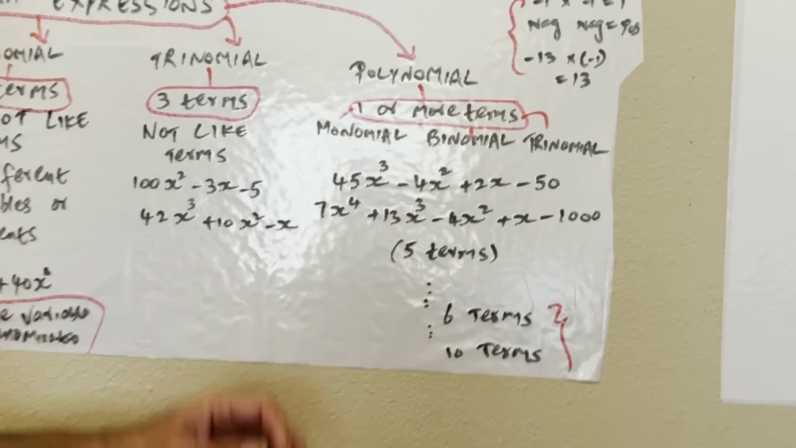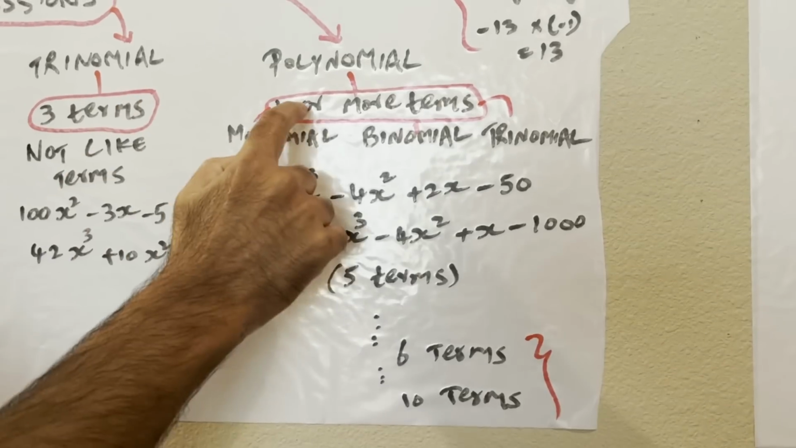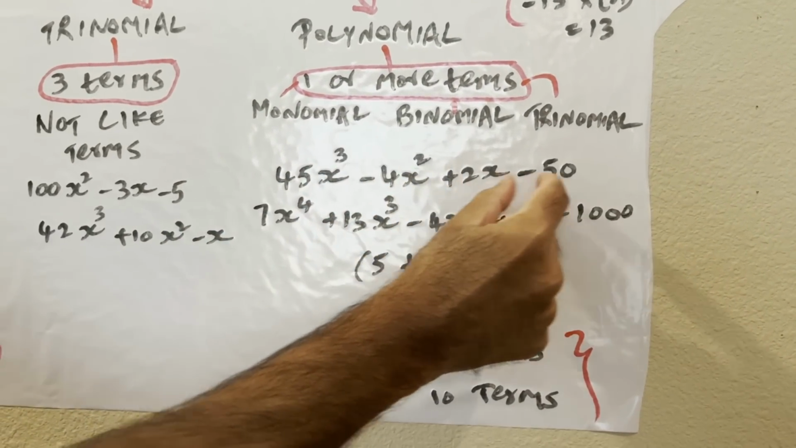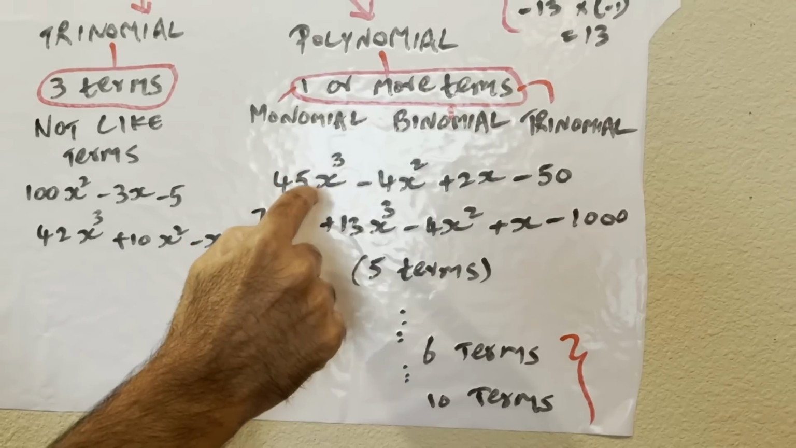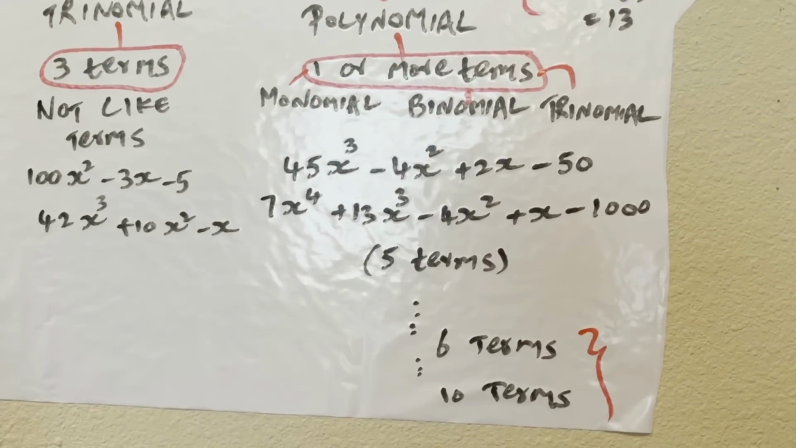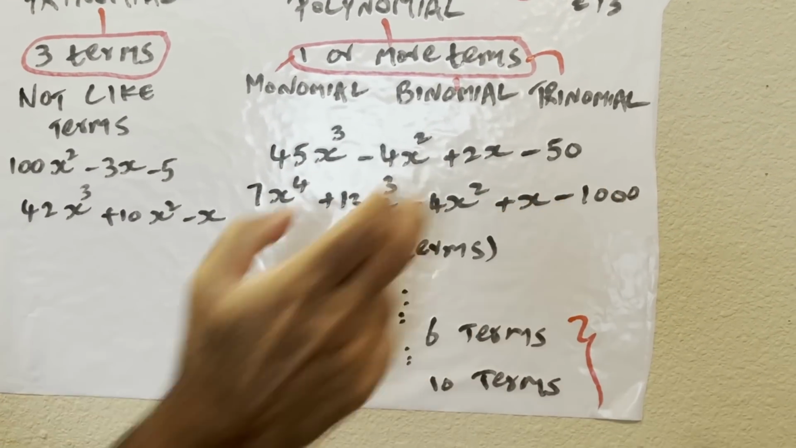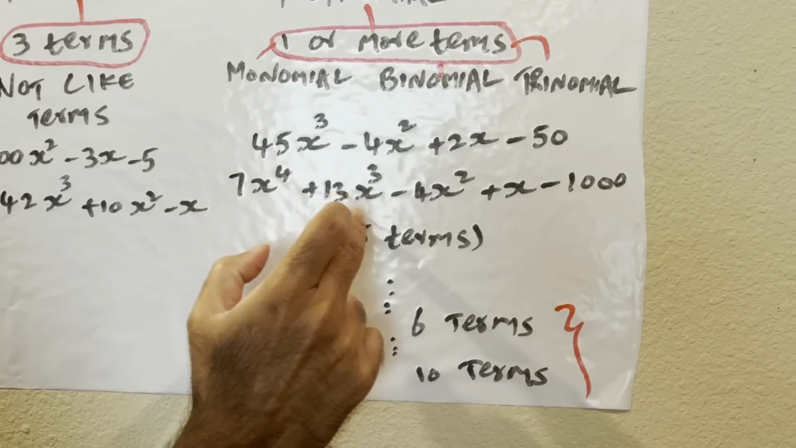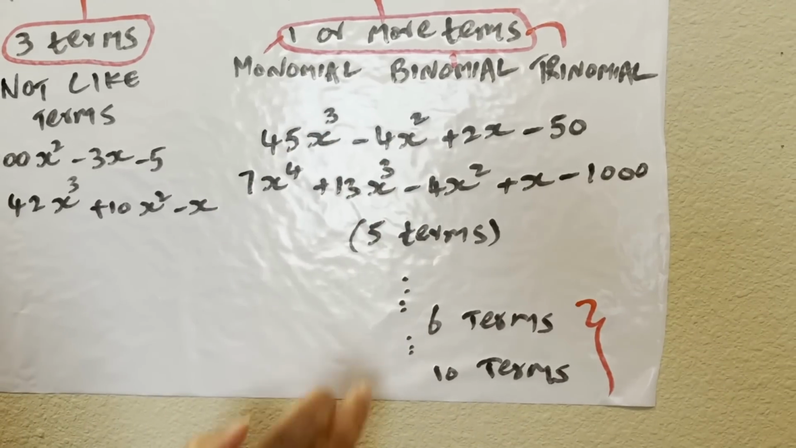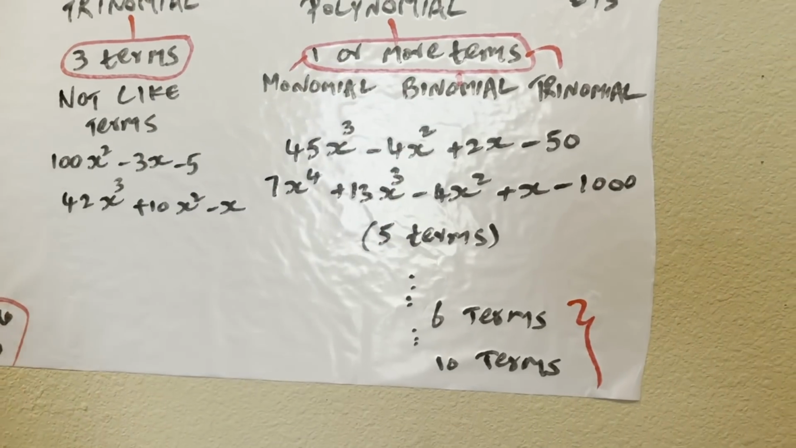Let's move on to the final one, polynomial. It can be a monomial, binomial or trinomial, 1 or more terms. So this is like 1, 2, 3, 4 terms: 45x cube minus 4x squared plus 2x minus 50. Another example is 5 terms, 1, 2, 3, 4, 5: 7x to the power 4 plus 13x cube minus 4x squared plus x minus 1000. It can be more, there can be 6 terms, 10 terms, it will be a complex polynomial, you know.